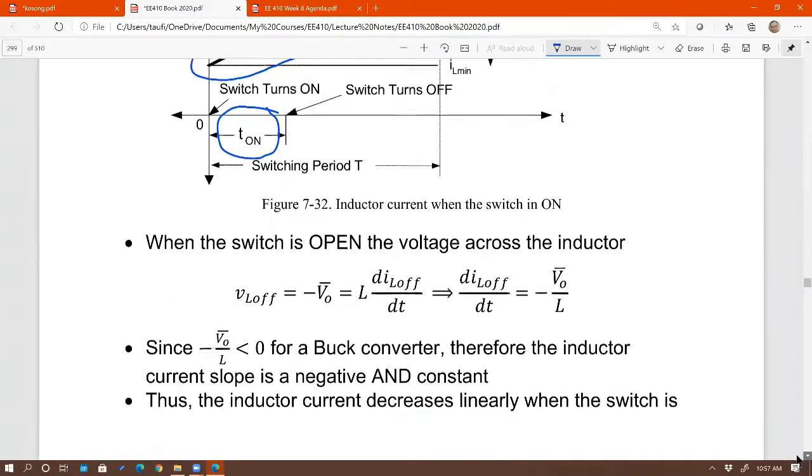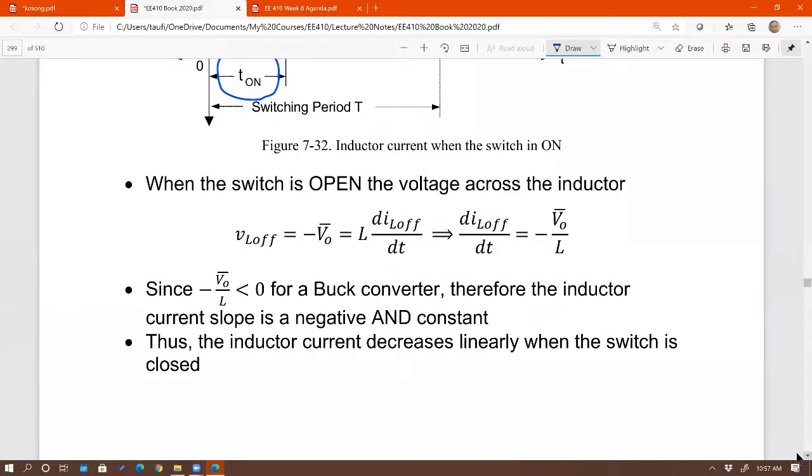All right, what happens when the switch is off? That's V off, and we know that for a buck converter, when the switch is off, the voltage is minus V out. V out is constant, keep in mind, and is equal to L dIL/dt. So now the slope when the switch is open is equal to minus V out over L.